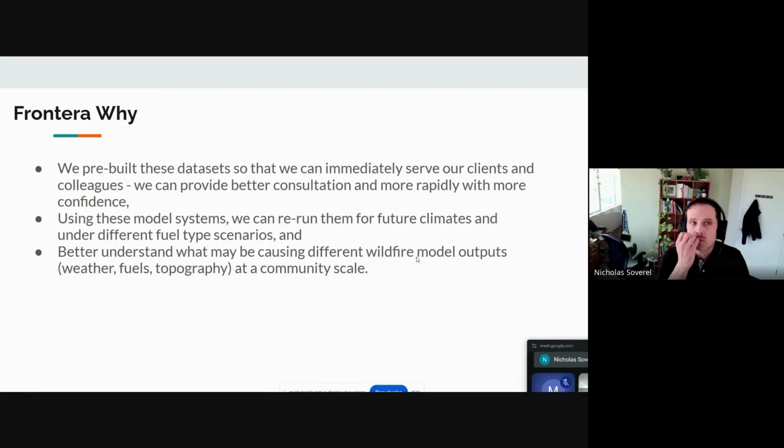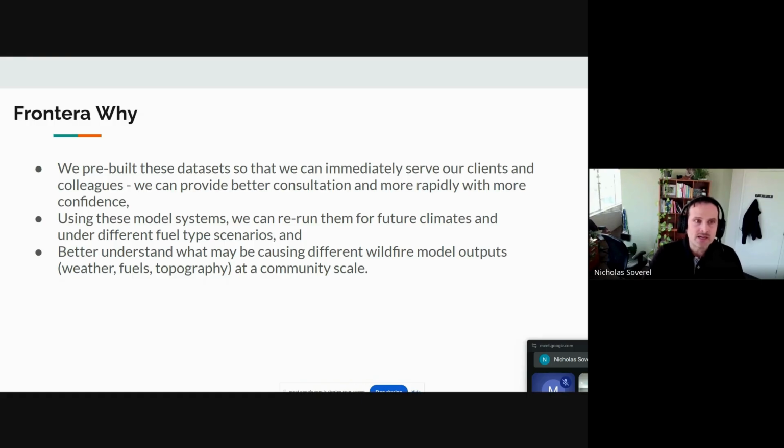So moving on to why we produced it in-house, and why it may be of interest to all you folks out there too. We built these data sets so that we can immediately serve our clients and colleagues. We can provide better consultation and more rapidly with more confidence. I think that's a key piece. But what's great is we've produced these data sets for the whole province. So now with our existing and future clients, we can just start using the data, which is really fantastic.